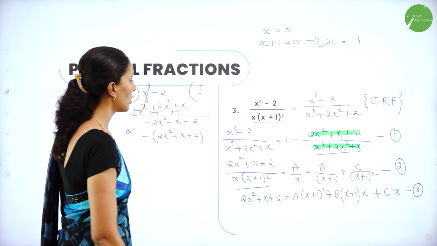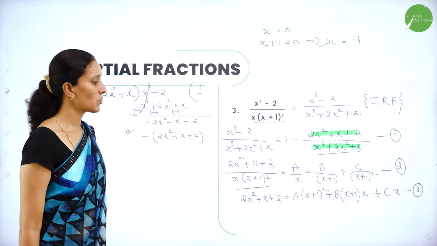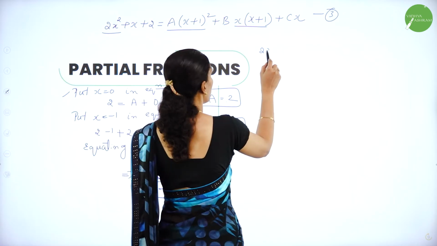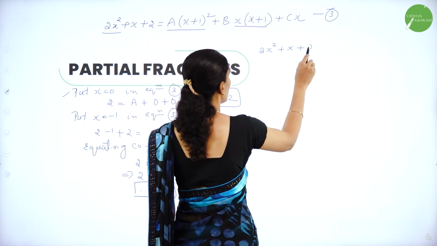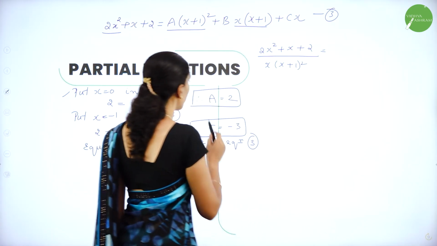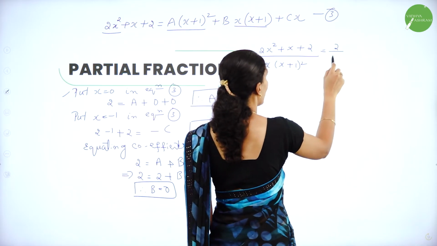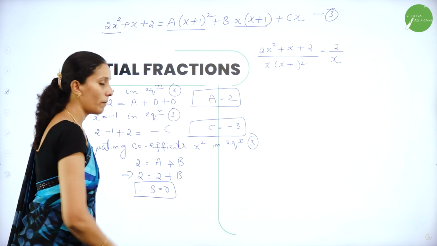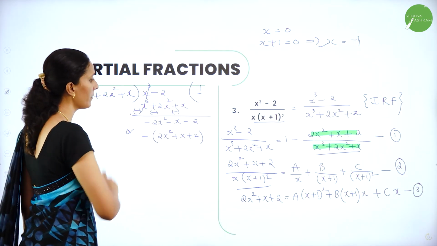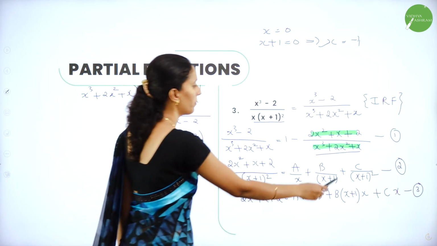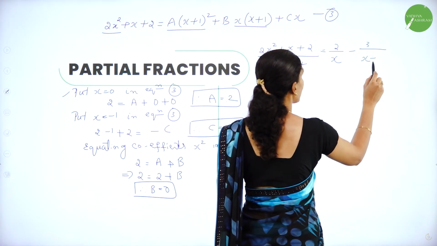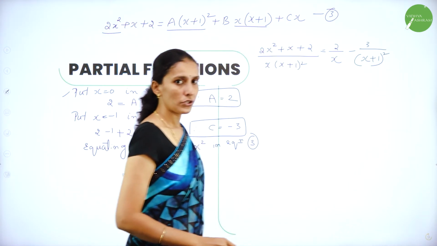So what was our equation 2? A by x plus b by x plus 1, c by x plus 1 whole square. Just substituting it, we get 2x square plus x plus 2 divided by x into x plus 1 whole square. So value of a is 2, so it is 2 by x. B is 0, and 0 by anything is 0. Next you have c, c value is minus 3. So if you put minus 3 here, equation becomes minus 3 divided by x plus 1 whole square. Now equation 2 is complete.